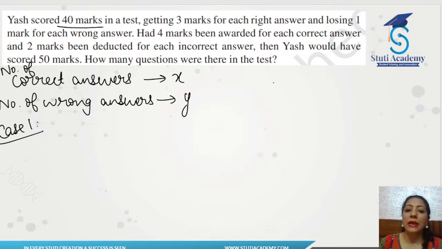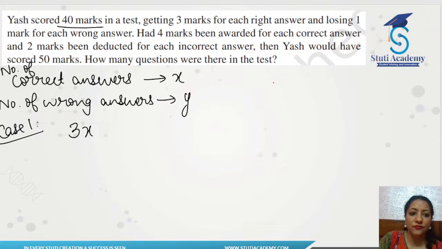So if he has given X right answers, then he will get 3X marks. For every answer, he is getting 3 marks, so for X answers, he will get 3X marks. Now he is losing 1 mark for each wrong answer. Losing 1 mark means -1 is the score. So if he has given Y wrong answers, how many marks would be deducted? -1 times Y, that is -Y itself. So 3 marks for every correct answer and Y marks being deducted for all the wrong answers.